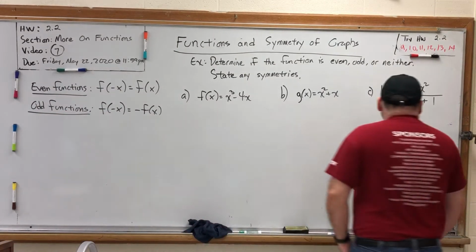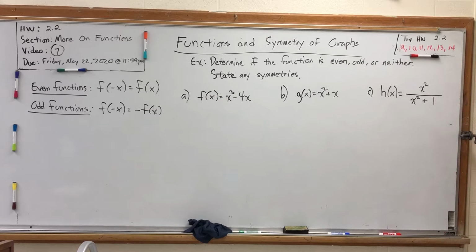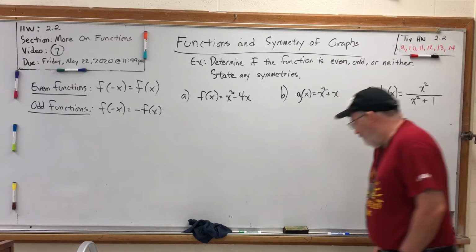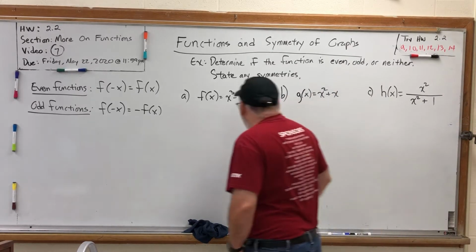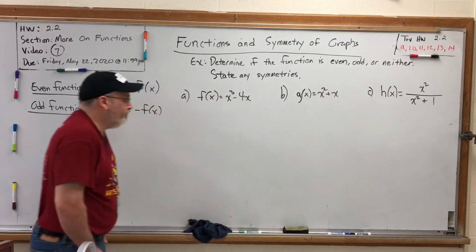So for these examples, which are similar to questions 9 through 14 on your homework 2.2, we have three functions and we're going to analyze them to see if they're even, odd, or neither, and then state any symmetries as a consequence of being even or odd. So let's start with A. f of x equals x to the third power minus 4x.